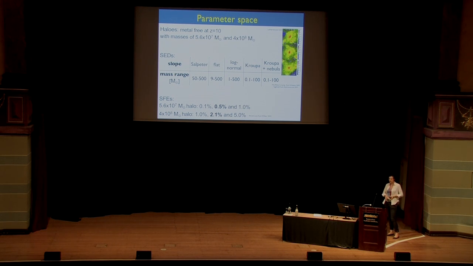In order to normalize my SEDs, I use star formation efficiencies. Actually, I calculate my fiducial cases via a nice paper last year from O'Shea. For my less massive halo, this effectively is a star formation efficiency of 0.5%, and 2.1% for the more massive halo.